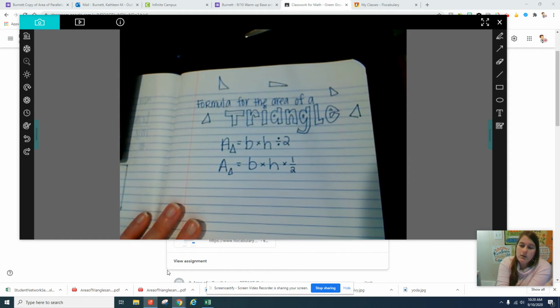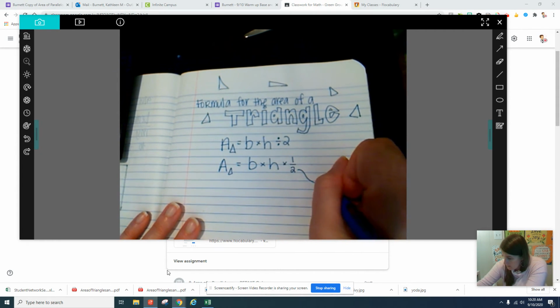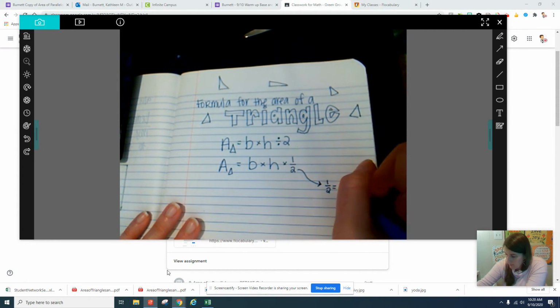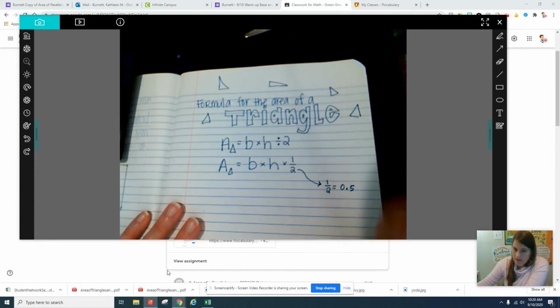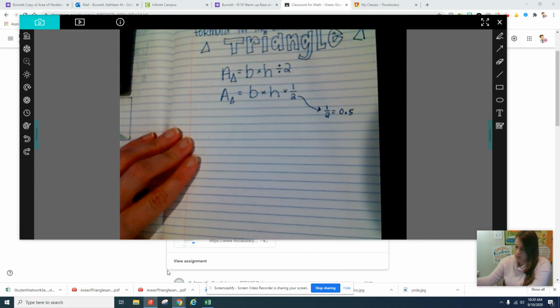Now, some of you guys have calculators that you don't know how to put fractions into. Okay, just remember 1/2 is the same thing as 0.5. Okay. So if you're putting it into a calculator and you can't put 1/2 in because you don't know how to do the fraction part, you can always just use 0.5. Okay. We're going to do one more example and then we will be done.